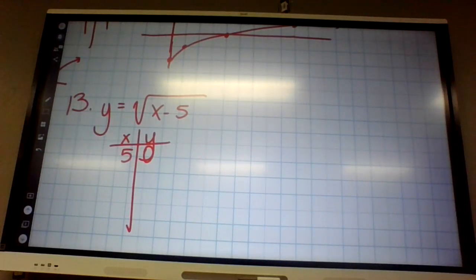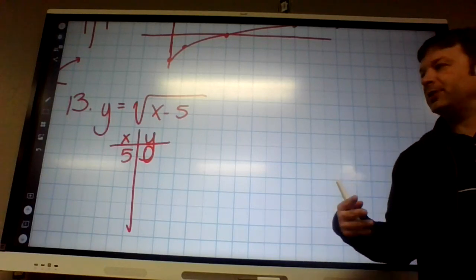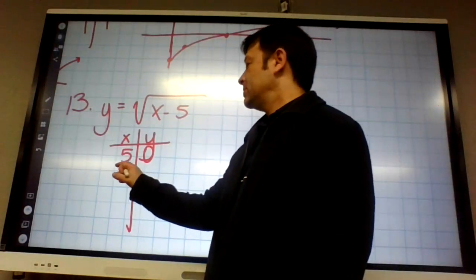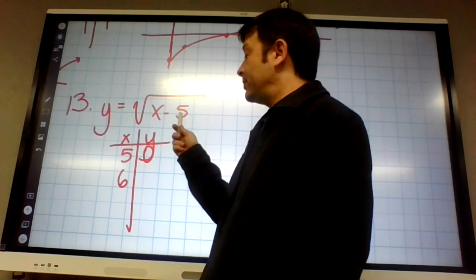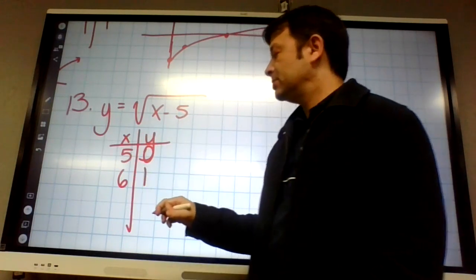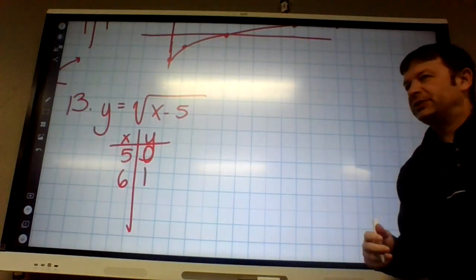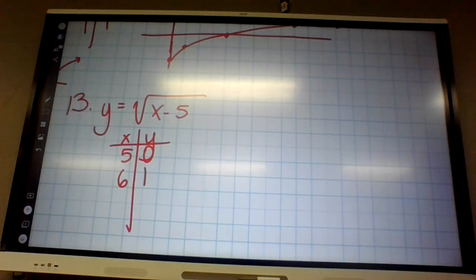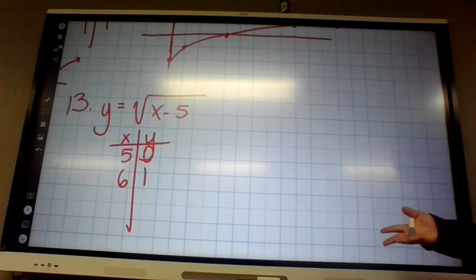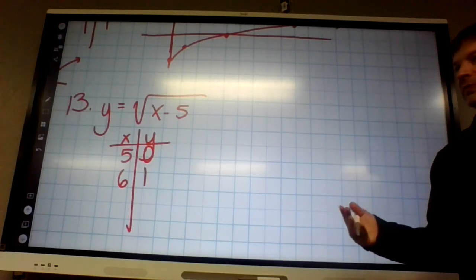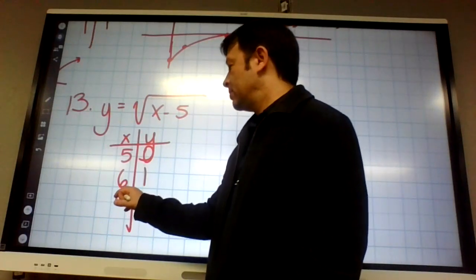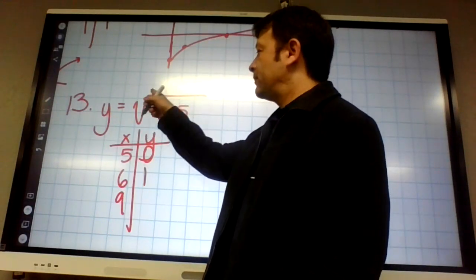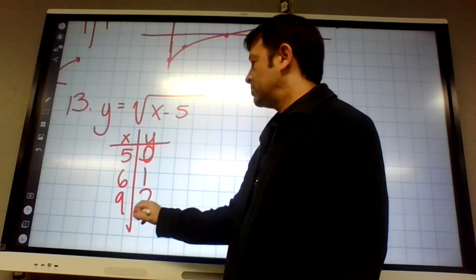Okay. Normally, on the other two problems, we went from 0 to 1. On this one, we're going to move from 5 to 6, because 6 minus 5 is 1, and the square root of 1 is 1. Does 7 work well? No. 7 minus 5 is 2. That's not great. 8 minus 5 is 3. That's not great. 9 minus 5 is 4. And what's the square root of 4? 2.